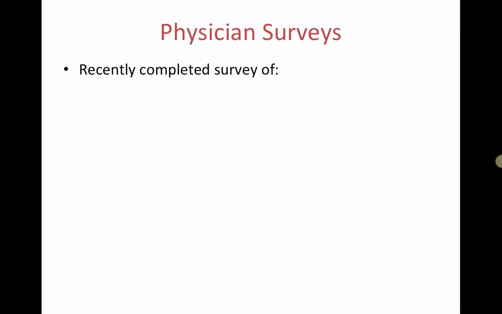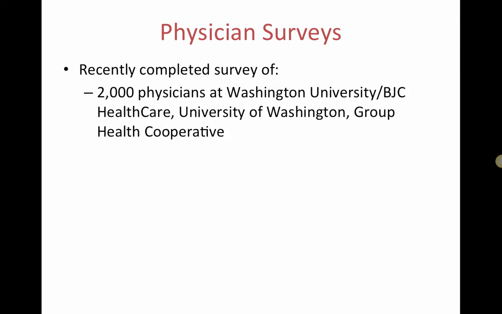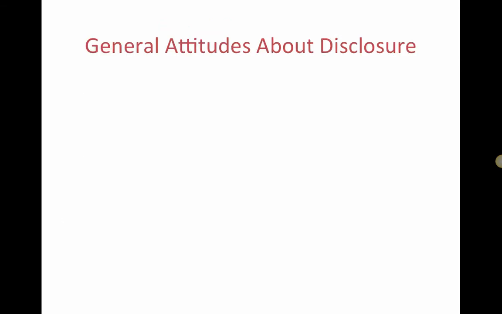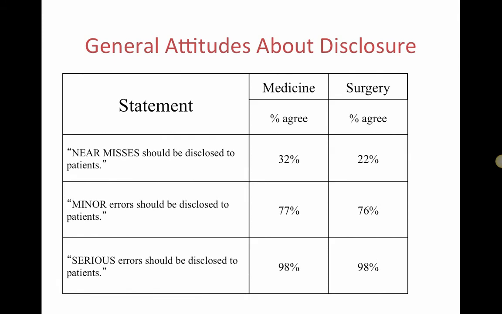In the next few slides I'd like to talk about physician surveys regarding disclosure of errors. This involved 2,000 physicians at several institutions, and also included Canadian physicians. Topics included communicating about medical errors with patients, colleagues, and healthcare institutions. The response rate was 63%. This slide shows the general attitudes about disclosure, and we'll see how they agreed or disagreed with several of these statements.